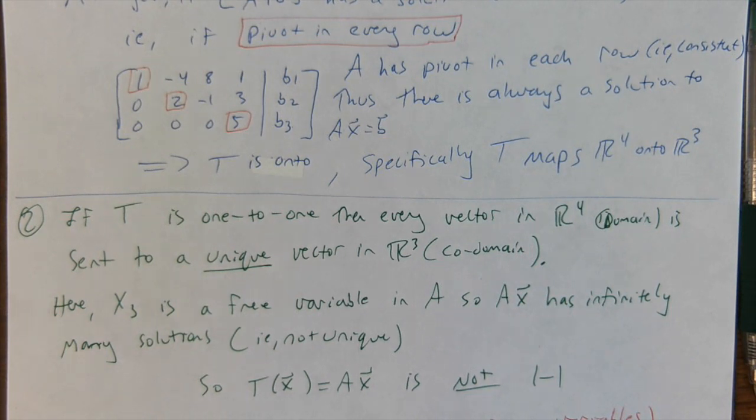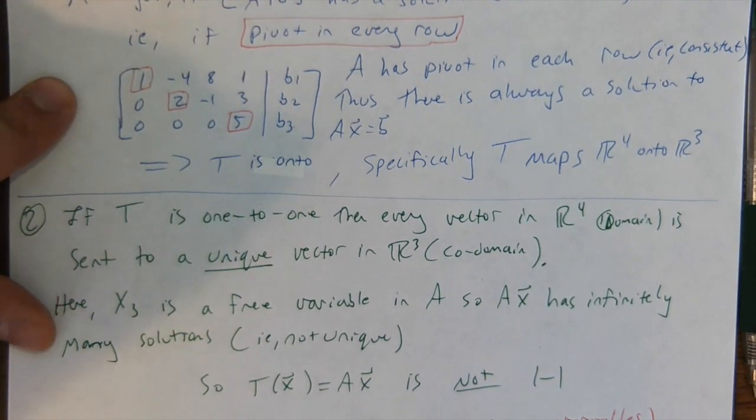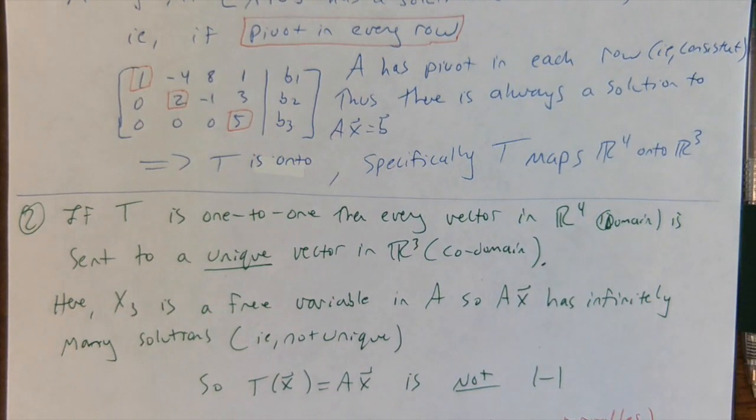So for onto, we need to have a pivot in every row. For 1-to-1, we need to have a pivot in every column, no free variables. And so that means only square matrices can be both 1-to-1 and onto, right? If you want a pivot in every row and a pivot in every column, like if we deleted that column, it would be 1-to-1, for example.